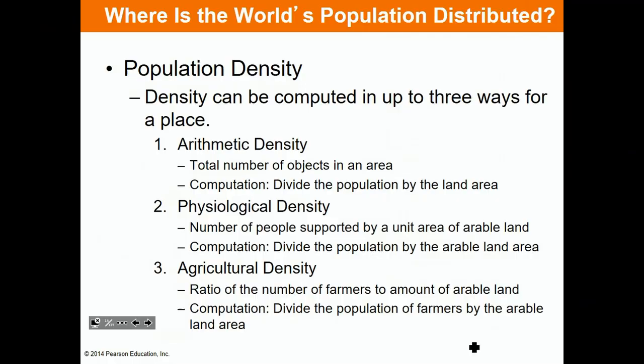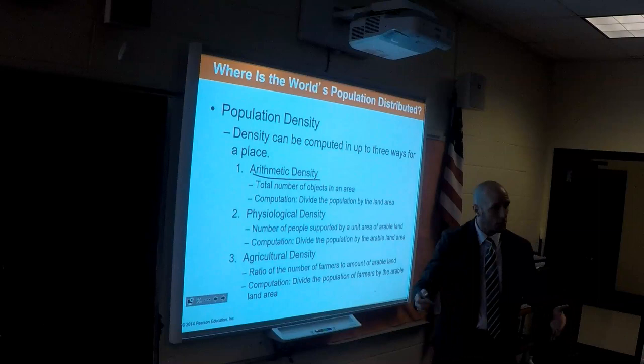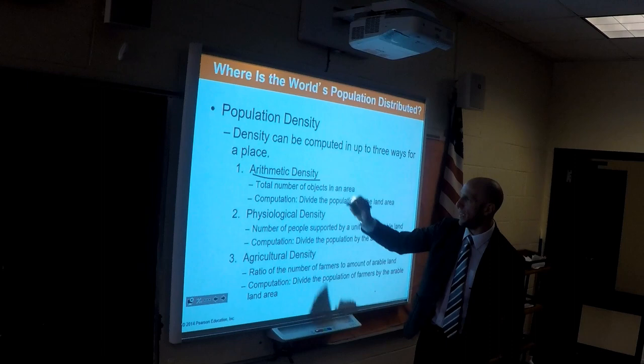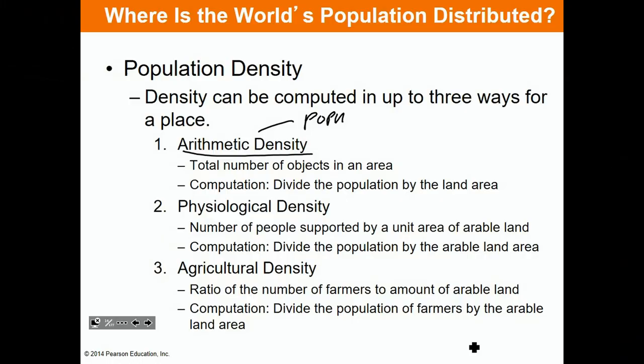Okay. We've got different ways of measuring population density. One of those ways is arithmetic density, which is just simply the mathematical definition. We're looking at the total number of people in an area. Sometimes you will see this number as simply population density.